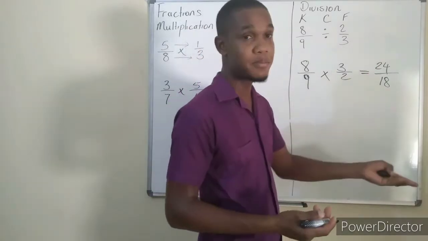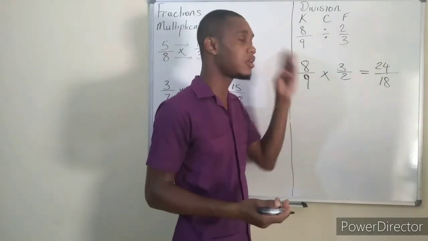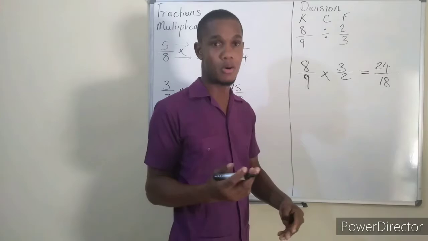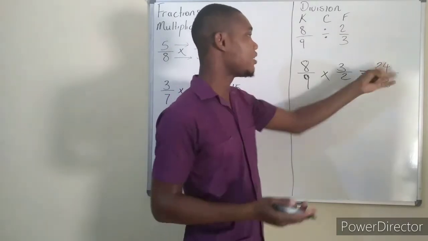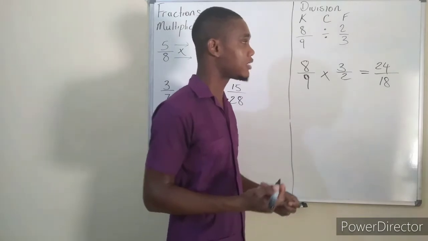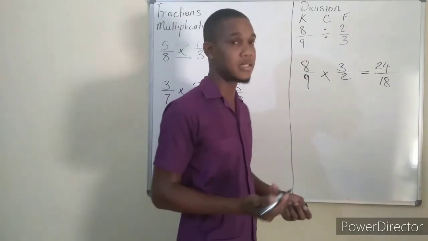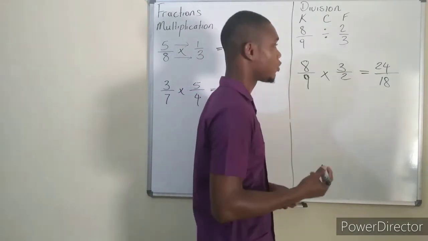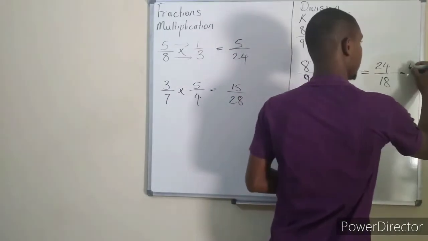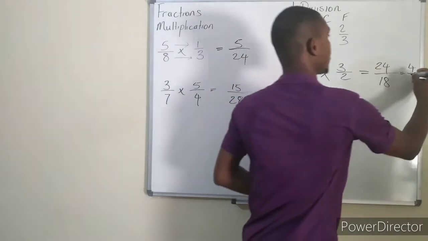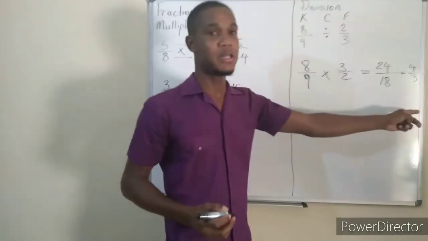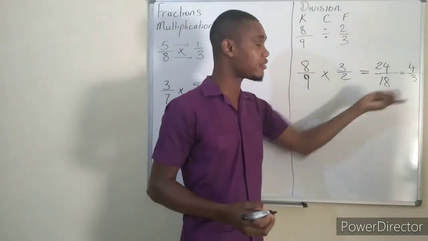So if you are going to simplify this, you'll just simply think about what's the biggest number that can go into both of them without leaving a remainder. In this case, the biggest number that can go into both of them is the number 6. So 6 into 24 goes 4 times, and 6 into 18 goes 3 times. So that would be it as a simplified fraction.